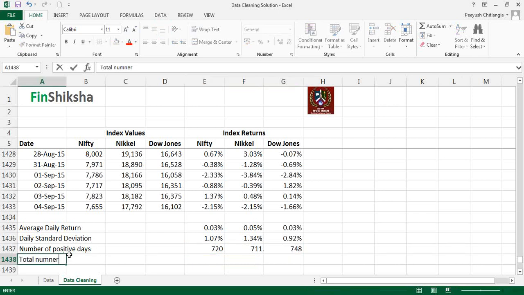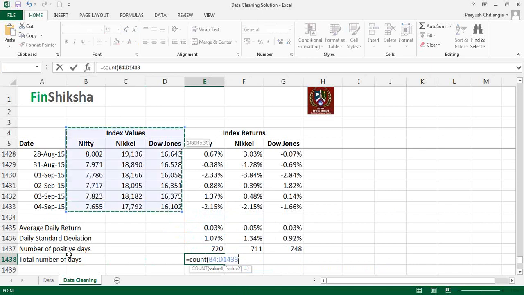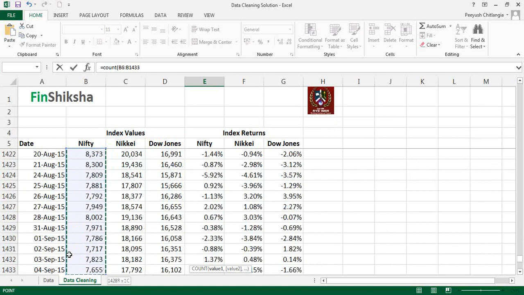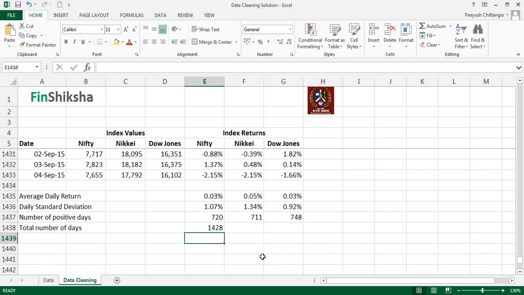Total number of trading days is a straight COUNT function, where, remember, trading days is what we are looking at. For a single index, that will be one more than the returns days because returns will be one day lesser. So that's the total number of trading days that we have calculated, and that's going to be 1428 for every one of these that we look at, right? So that's basically the calculation that we have done.